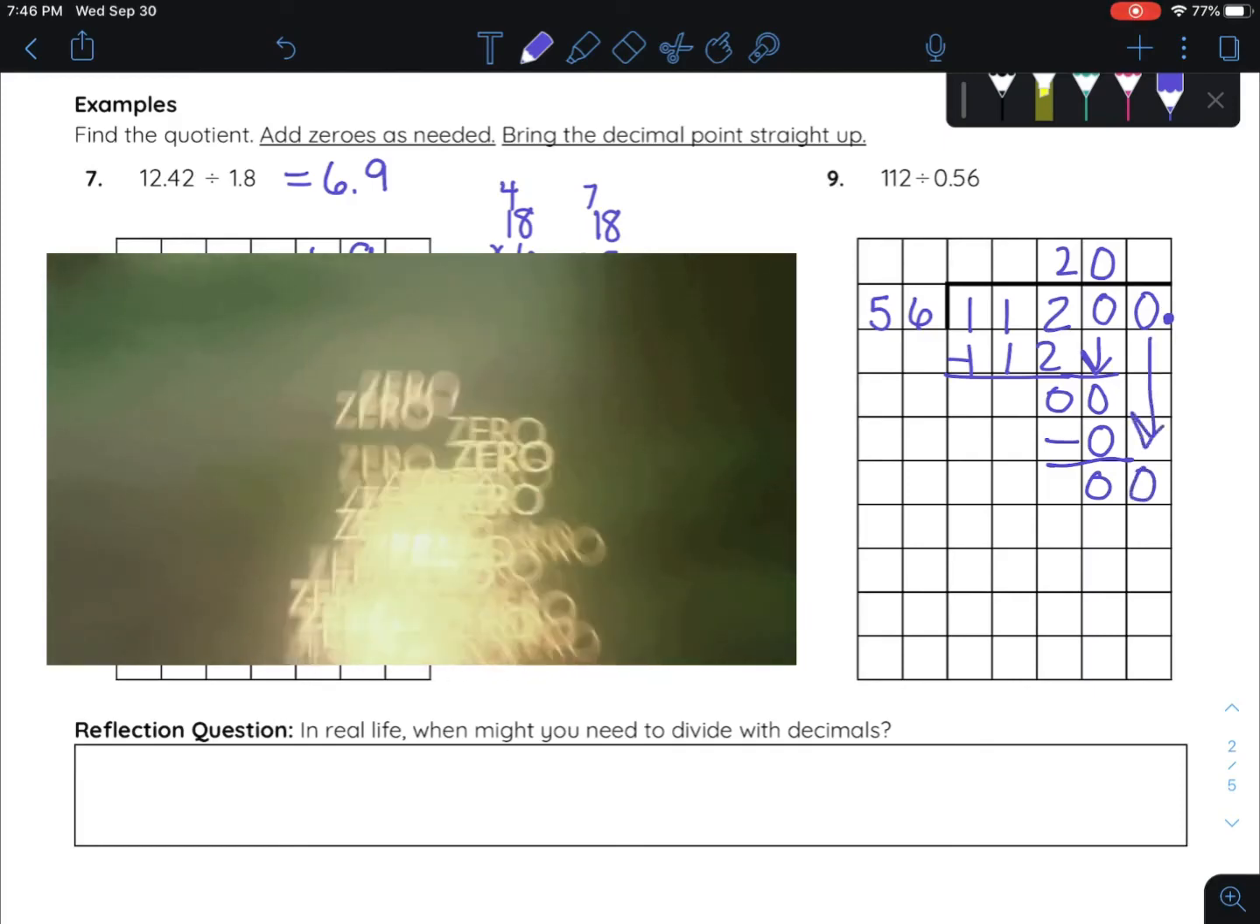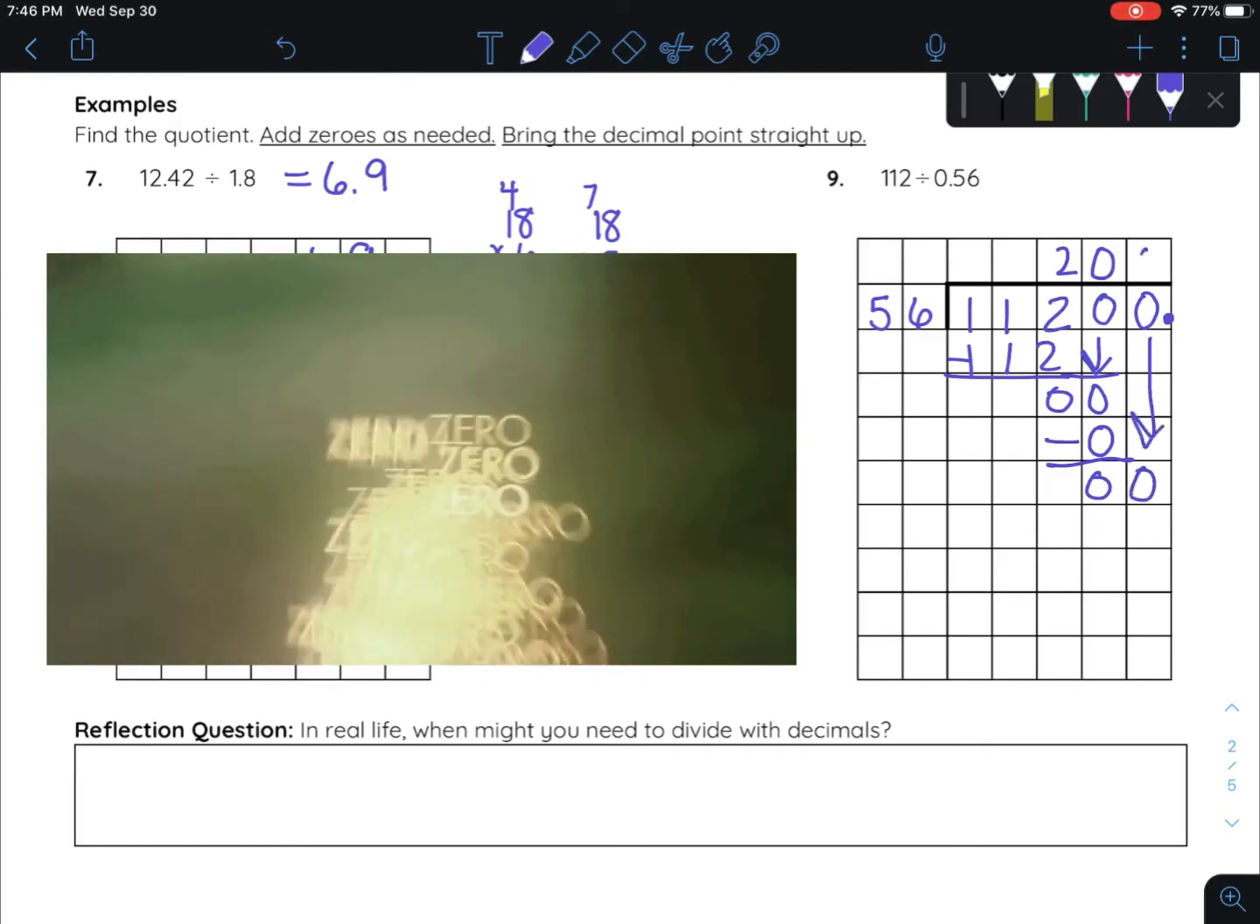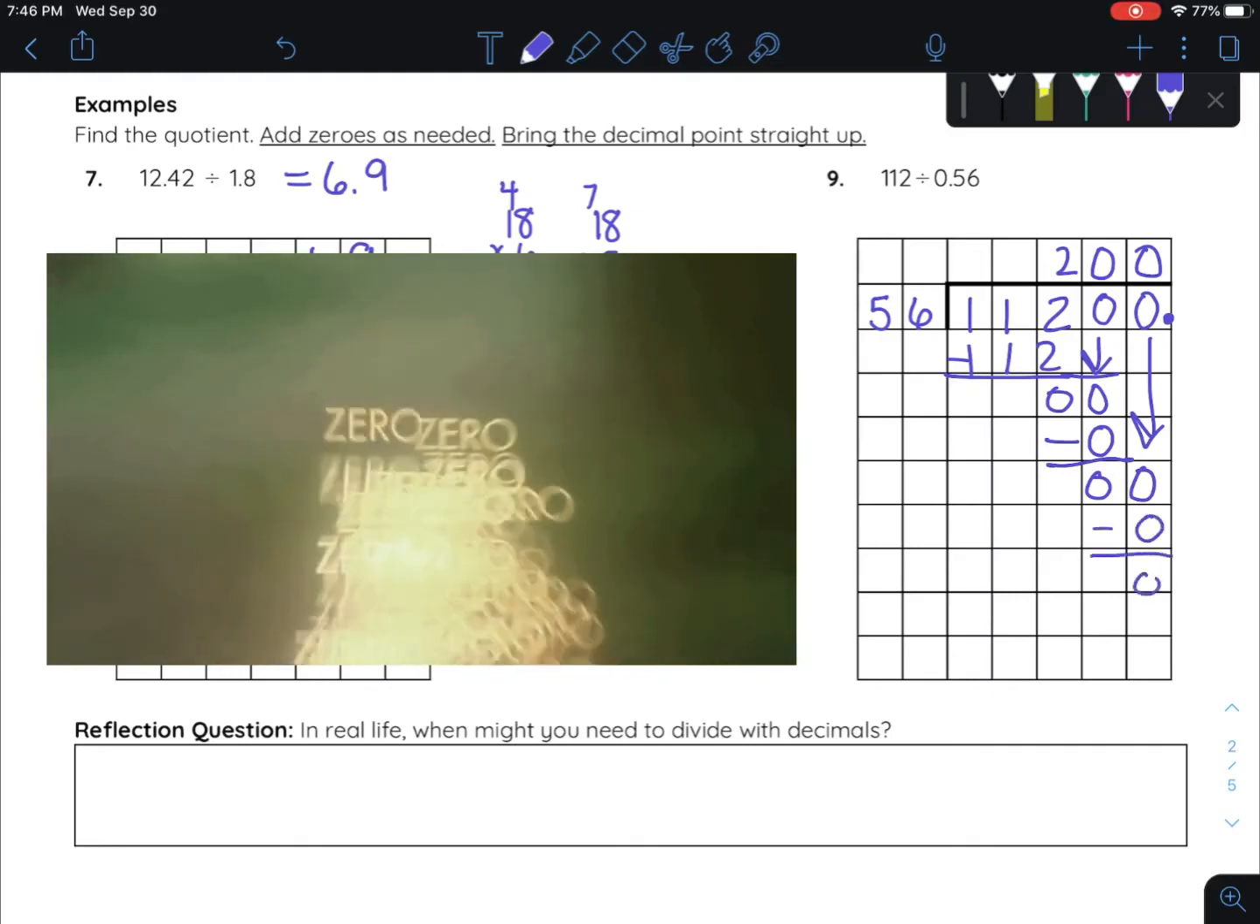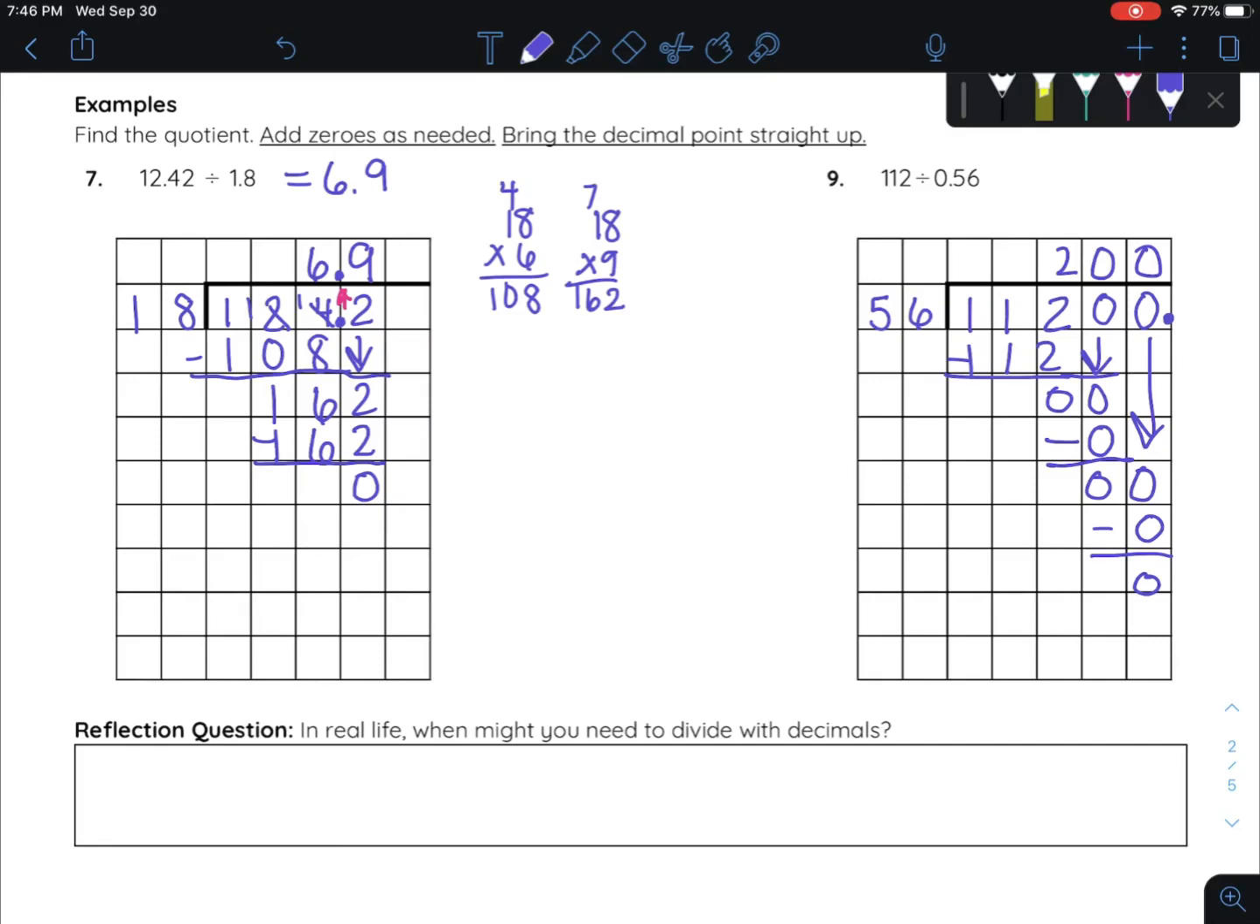Bring down the 0. 56 goes into 0 times. 0 times 56 is 0 again. Subtract and we get 0. So we're done. It's just 200. I never would have guessed that from that weird looking problem, right?